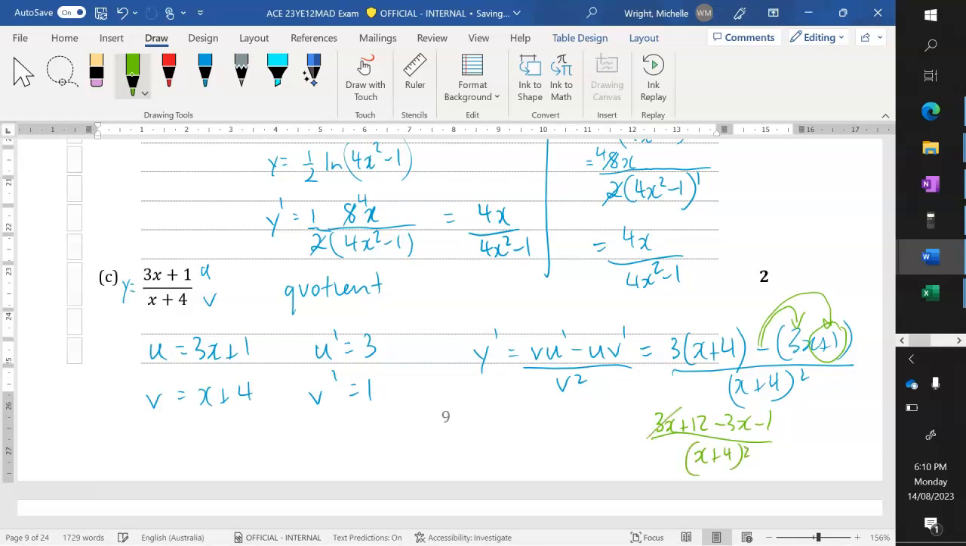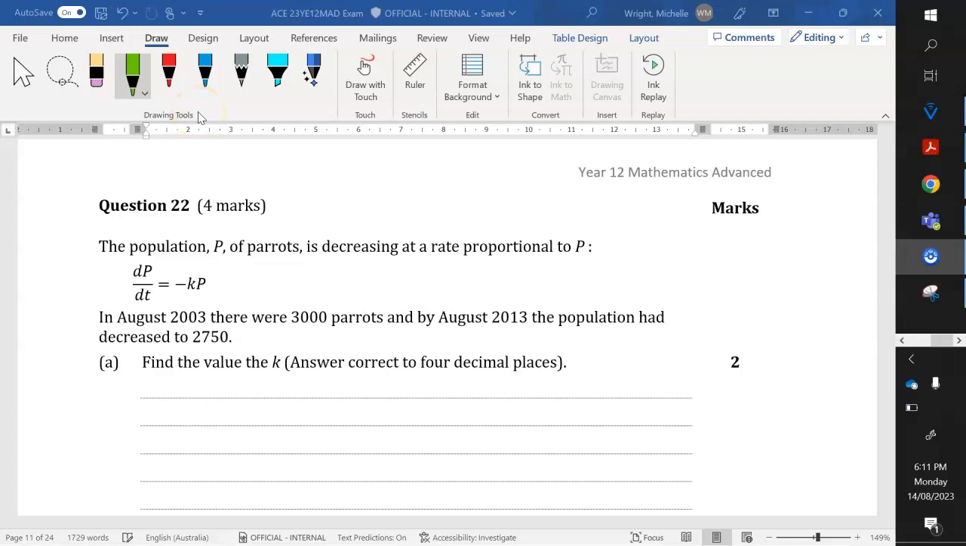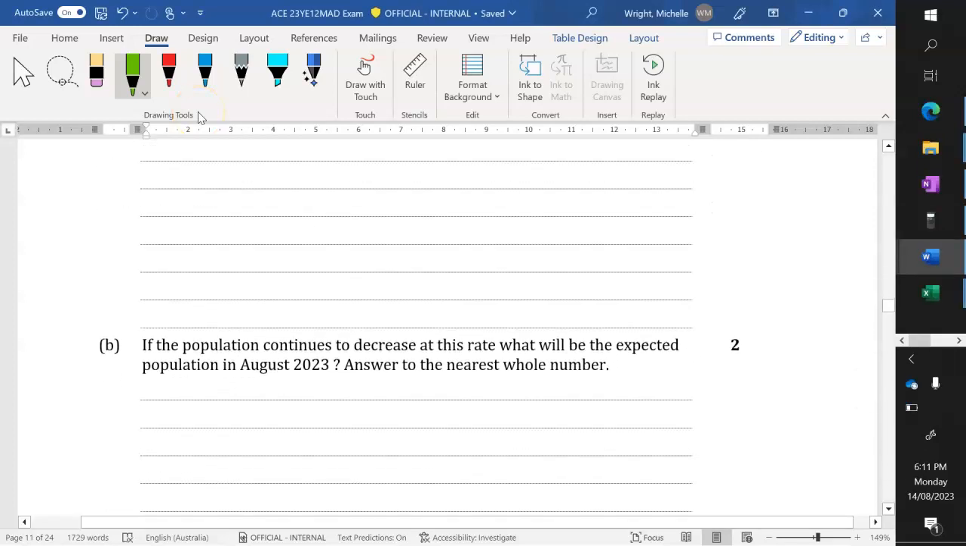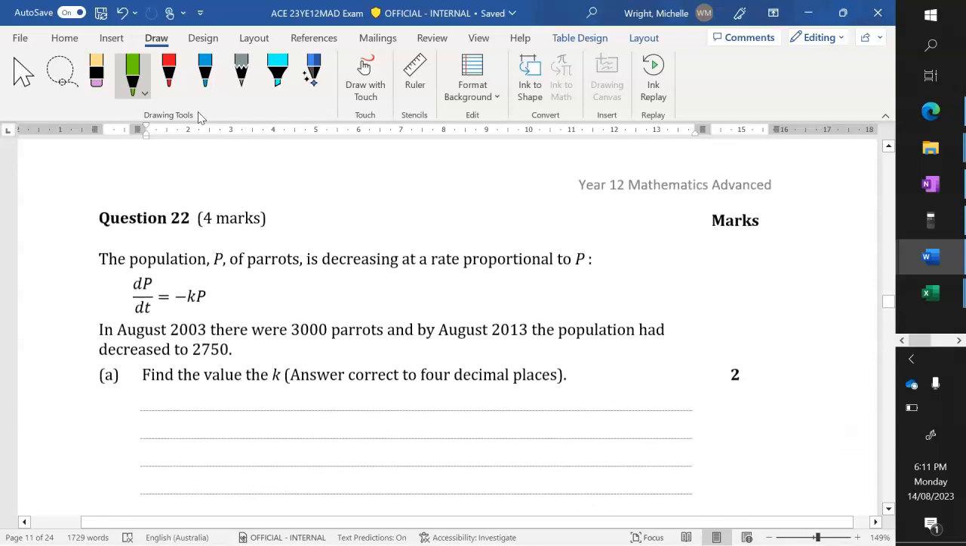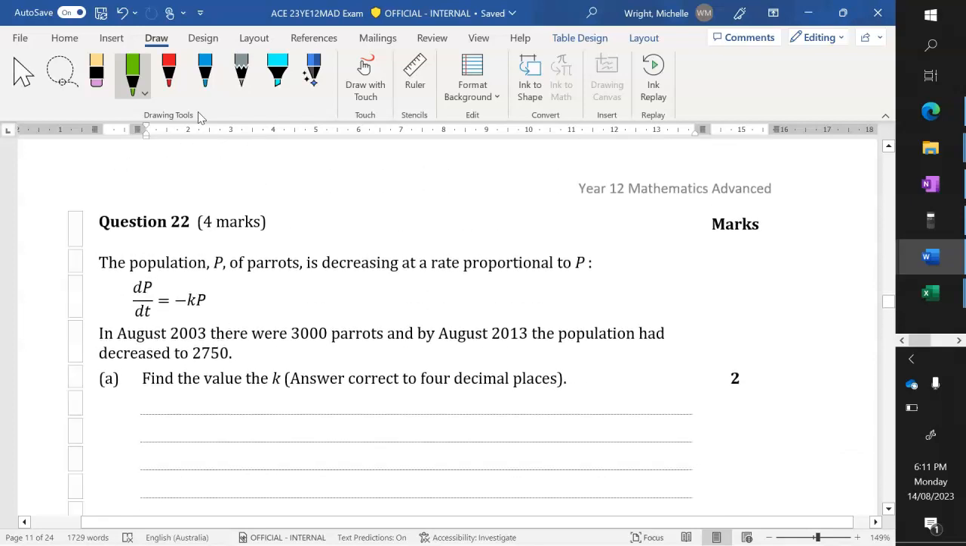So what you would have ended up with, the 3x cancelled out. 12 minus 1 is 11. So you should have got 11 over x plus 4 squared. What a lot of people ended up with was that minus did not bring itself over to that plus 1. And you ended up with a plus 1. So you ended up with 13 on the top and you didn't get the correct answer for that. So you need to just show me you're using the quotient rule and then do it correctly to get those full 2 marks. Okay, 22 worth 4 marks. There was a 2-mark question for part A and a 2-mark for part B. Overall, not done very well at all. This is an area that most of you need to go back and have a look at.